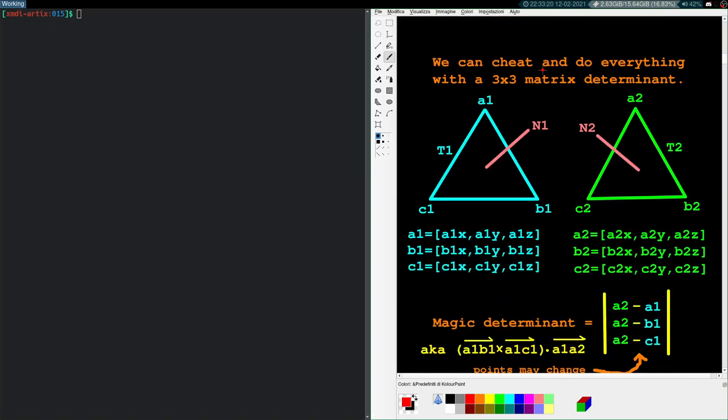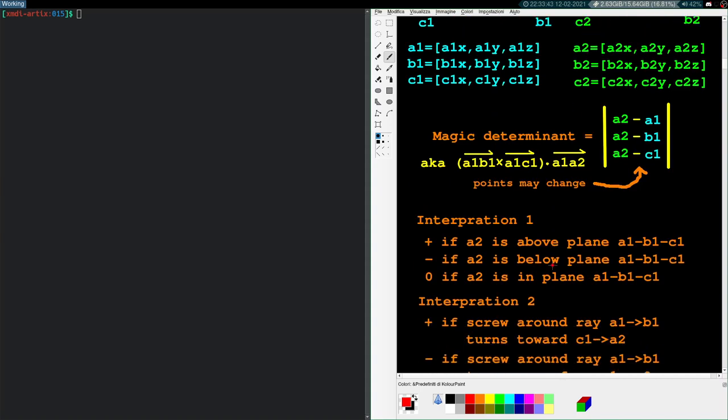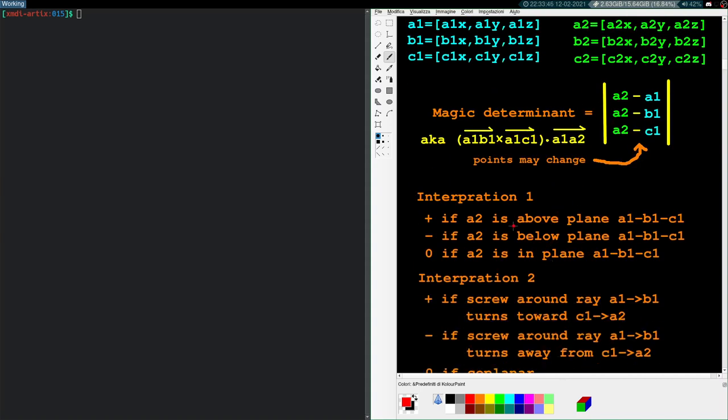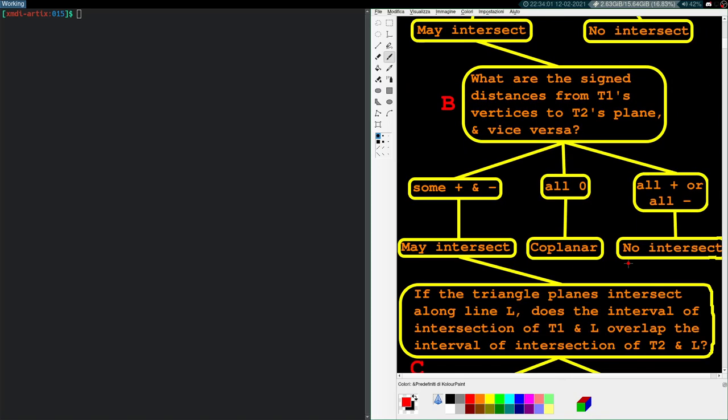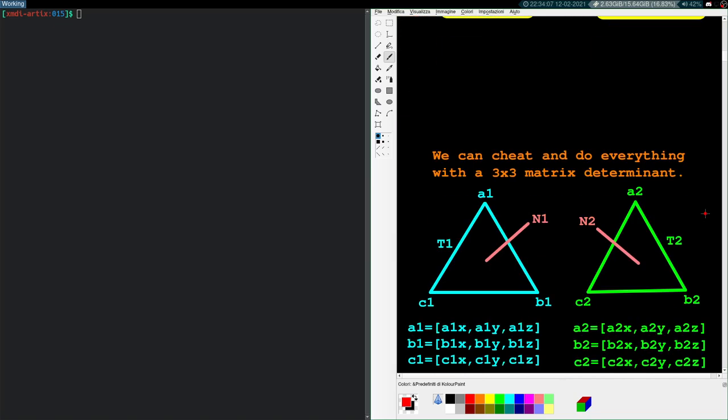And the benefit of what Olivier and Philippe came up with in their paper is using a determinant, either a 4x4 determinant or a 3x3 reduction of that determinant, to evaluate something. So basically, you take this kind of weird triple product of some coordinates here, and it has a couple different interpretations. This determinant will evaluate to positive if the A2 vertex is above plane A1, B1, C1. It will evaluate negative if it's below the plane, and zero if it's in plane. So you can imagine how that would be useful, for example, to figure out this step B, because that's exactly how you would compute these quantities, with that determinant.